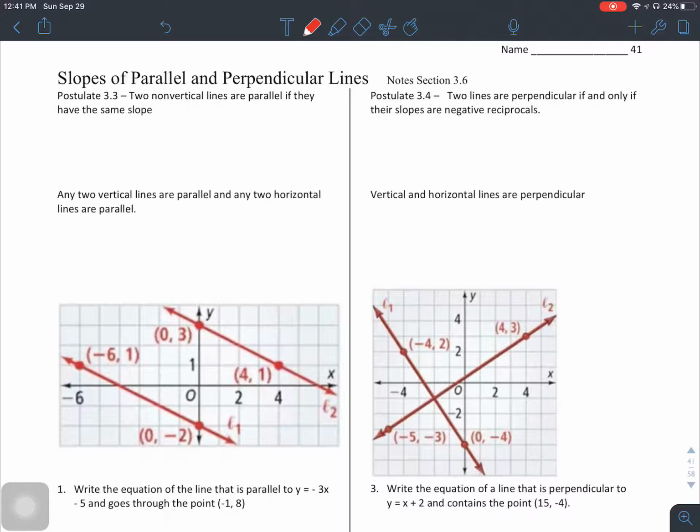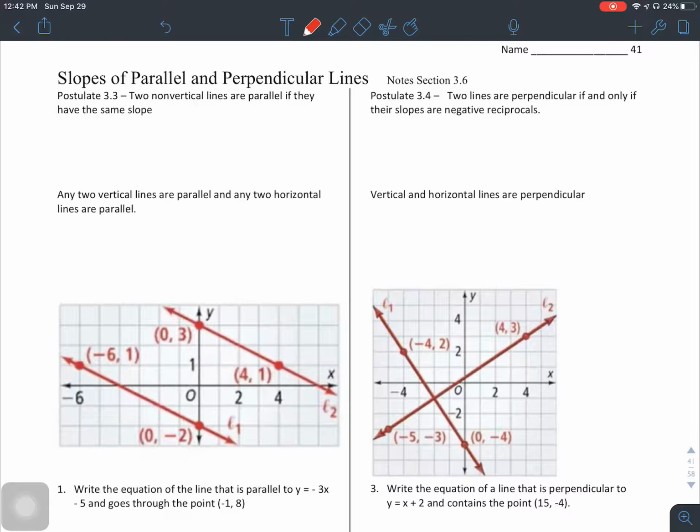Geometry, note section 3.6, slopes of parallel and perpendicular lines. Postulate 3.3, two non-vertical lines are parallel if they have the same slope. So ignore the non-vertical lines for a minute. It's saying that lines are parallel if they have the same slope. The reason it says non-vertical lines is because vertical lines have undefined slopes.